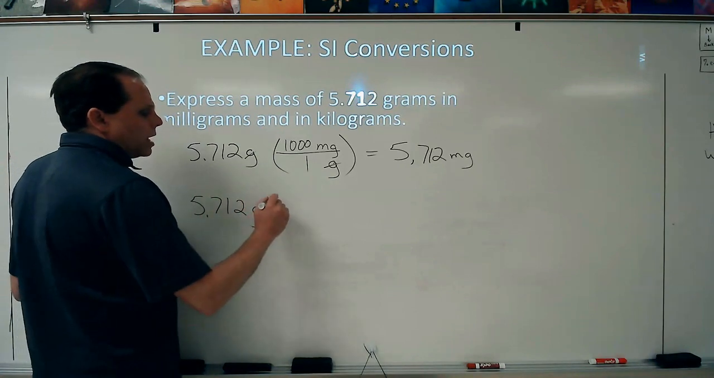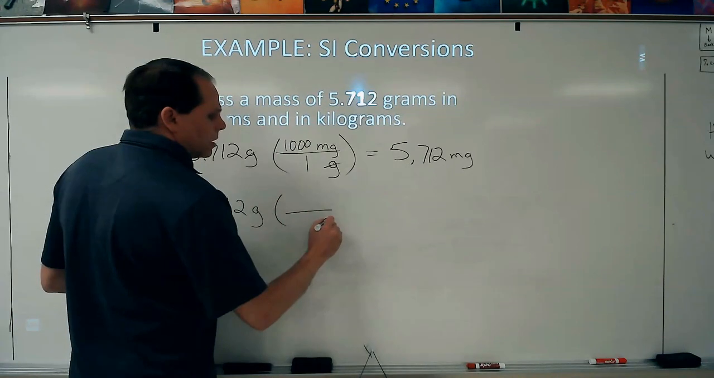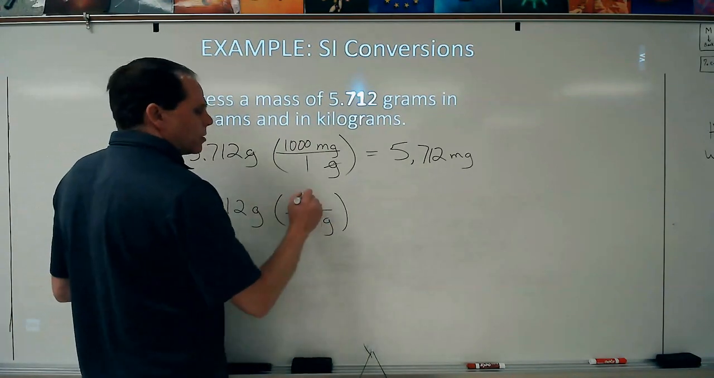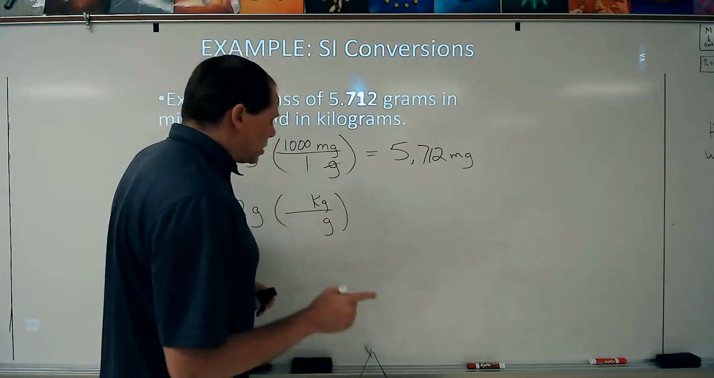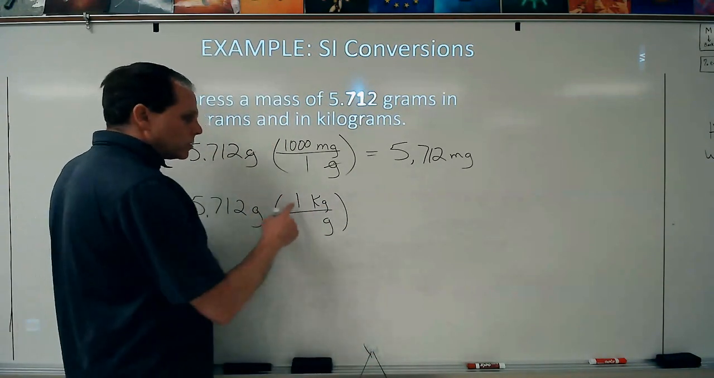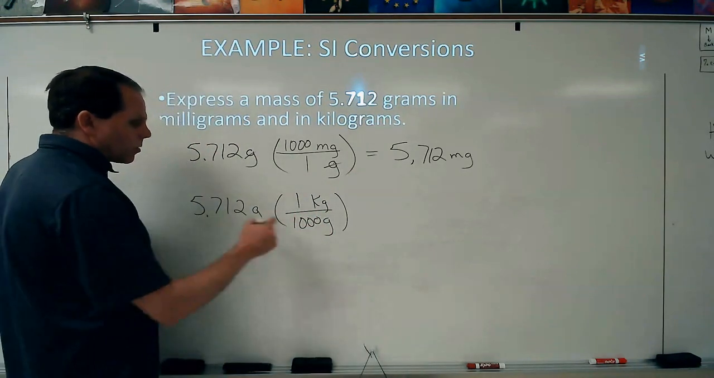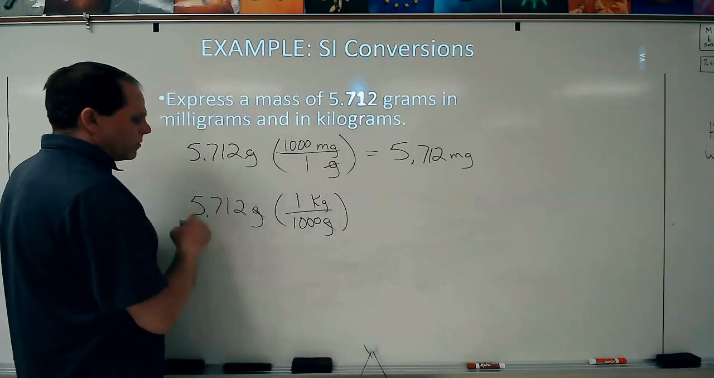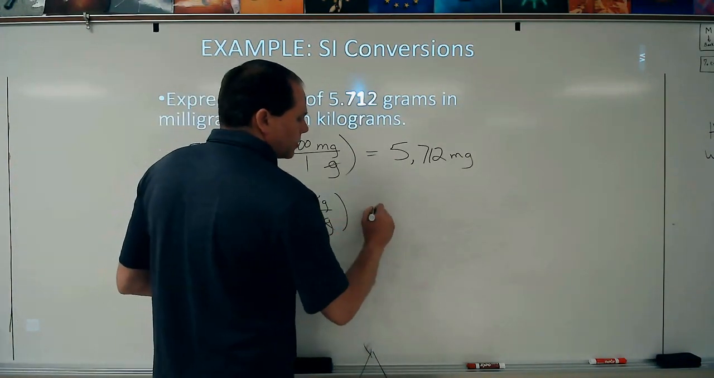5.712 grams, and now we want to convert it to kilograms. We still are going from the grams, but now we're going to the kilograms. Don't forget, smaller number goes with bigger unit. Bigger number goes with smaller unit, okay? So the grams are still canceling, and now I've got to divide this out. And so now I've got to move my decimal place over 3 places in the other direction.